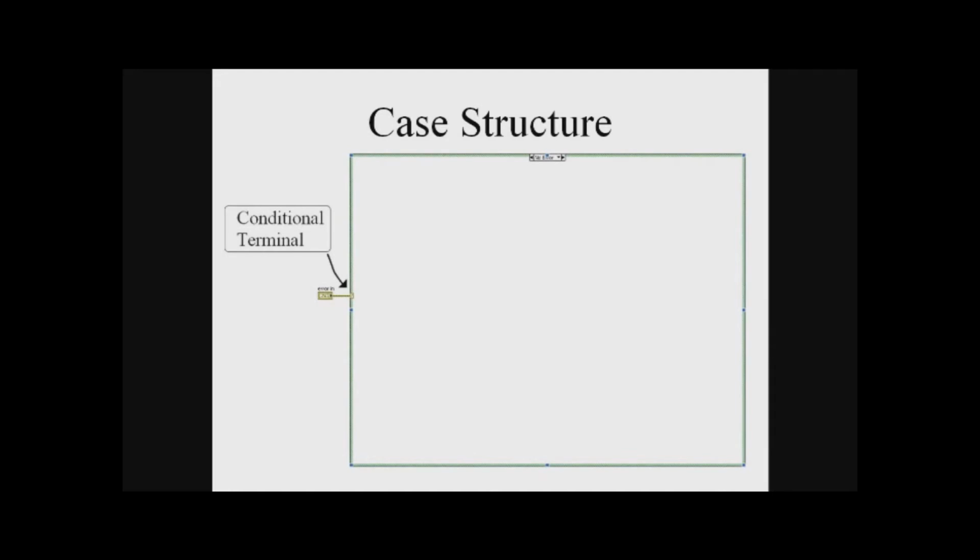And the case structure with a conditional terminal. If you have a conditional terminal and you wire an error cluster in your case structure, you will only have 2 cases: if there's an error or if there's no error. So if there's no error, you will run your process as it would run normally, but if there's an error, you would skip that process and go to the next one, or skip the process and stop the VI.